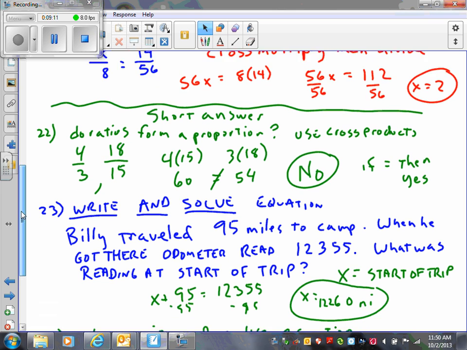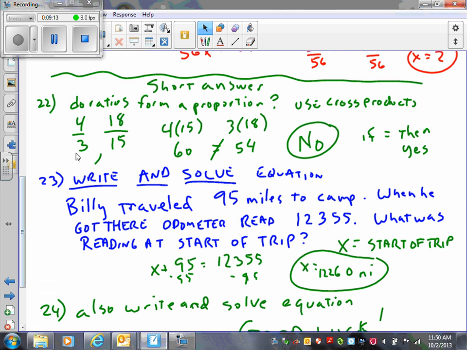Problem 22 is a short answer problem. It asks, do the ratios form a proportion? Well, you use your cross products. 4 times 15 is 60. 3 times 18 is 54. Since they are not equal, these do not form a proportion. If they came out to be equal, then your answer would be yes. And since it's short answer, we want to see this.